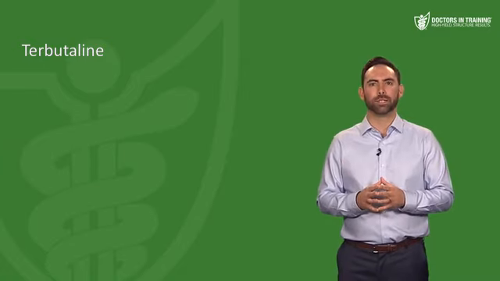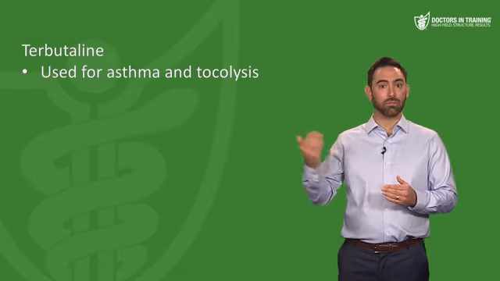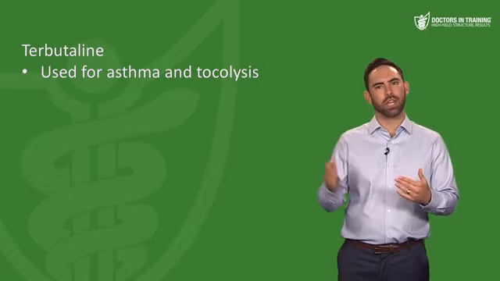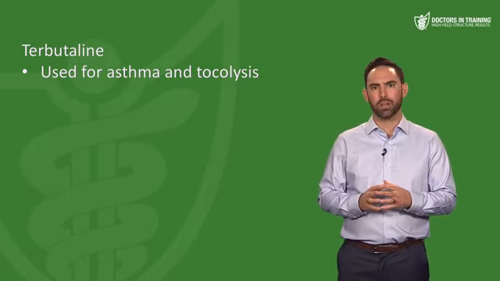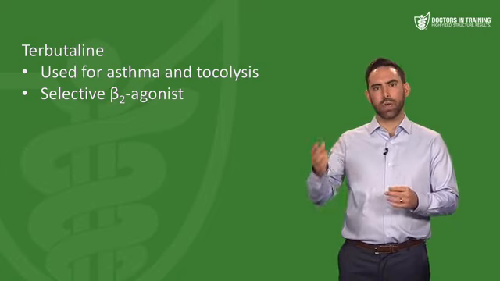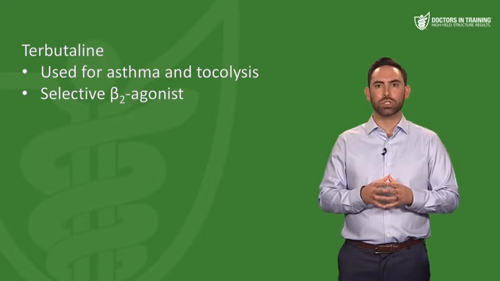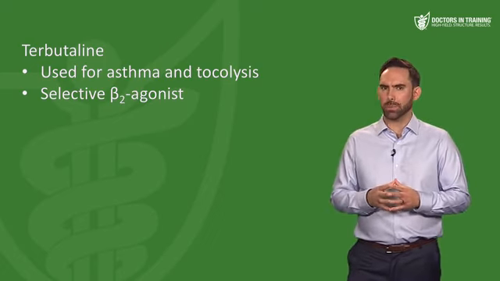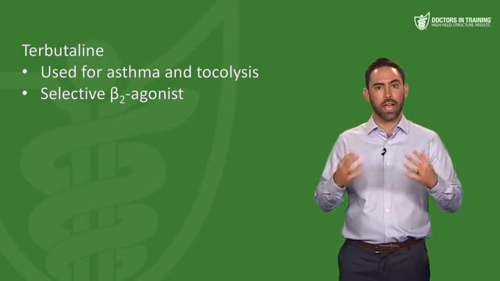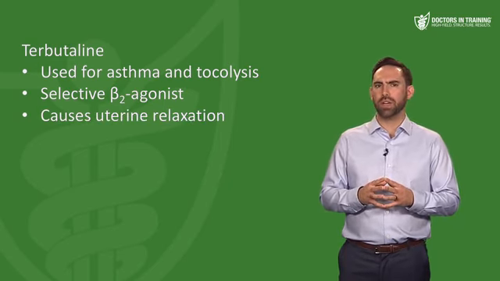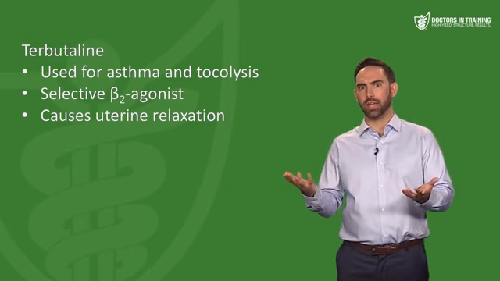I want to finish by talking about a few of the medications we use during pregnancy, starting with terbutaline. Terbutaline is an asthma medication that's also sometimes used as a tocolytic, a medication to delay preterm labor. Terbutaline is a selective beta-2 agonist, so it causes bronchodilation in the lungs, making it useful for asthma. But beta-2 receptors are also found in the uterus, and activating them there leads to uterine relaxation. So if you can make the contraction stop, this delays labor.